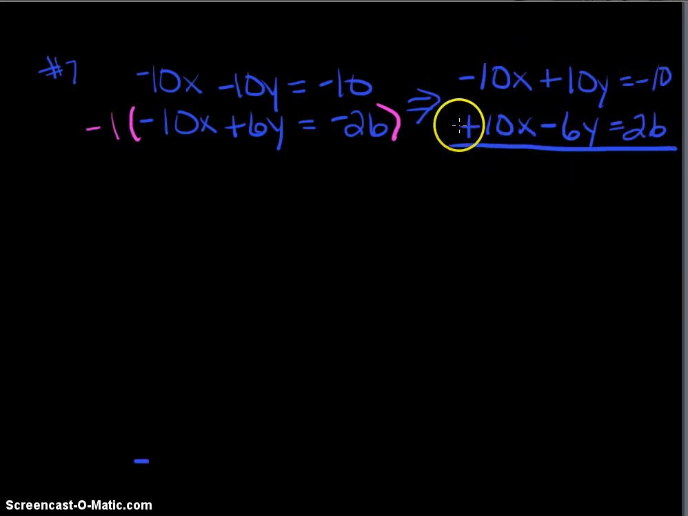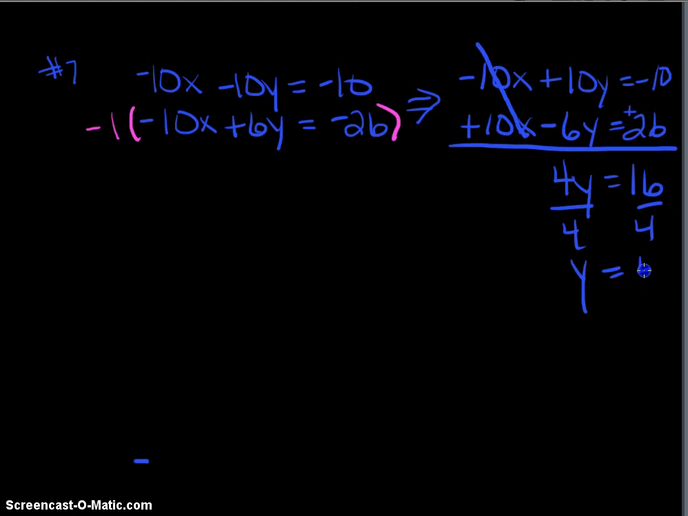All right, so now I'm ready to just go ahead and eliminate. Negative 10 plus 10, boom, eliminates. 10y minus 6y, 4y. Negative 10, and this is a positive 26. Negative 10 plus 26, that gives me a positive 16. 4y equals 16, divide by 4, and y equals 4. Okay, so boom, got an answer already.